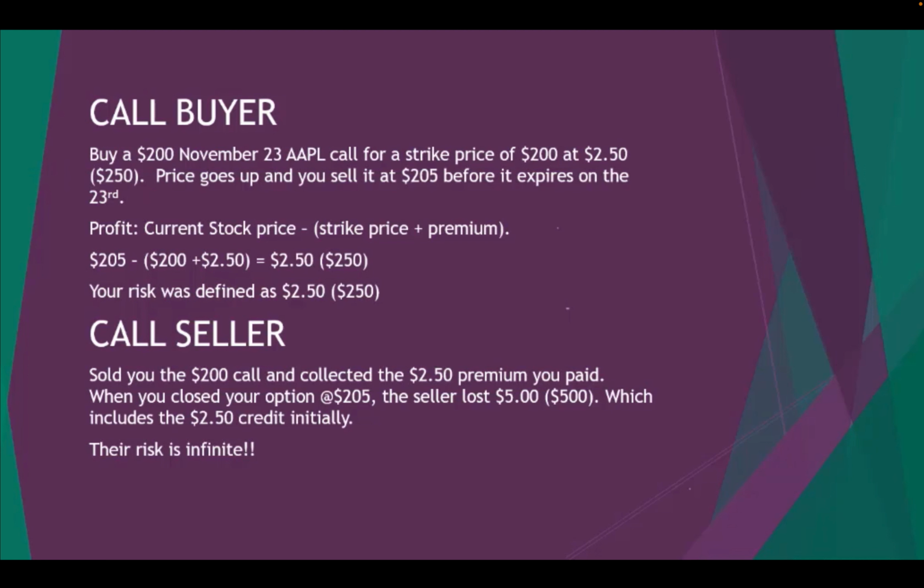So before the 23rd, let's say in 10 days, now Apple's trading at 205. Well, your strike price was 200. The difference between the strike price and where the price is at, if it's above, is your profit, less the premium. So the easier calculation is current stock price minus the strike price and the premium. So again, here, it went up to 205, 200 was your strike, 250 was the premium, so you made $250. Your risk was $250, but you made $250 on this option.